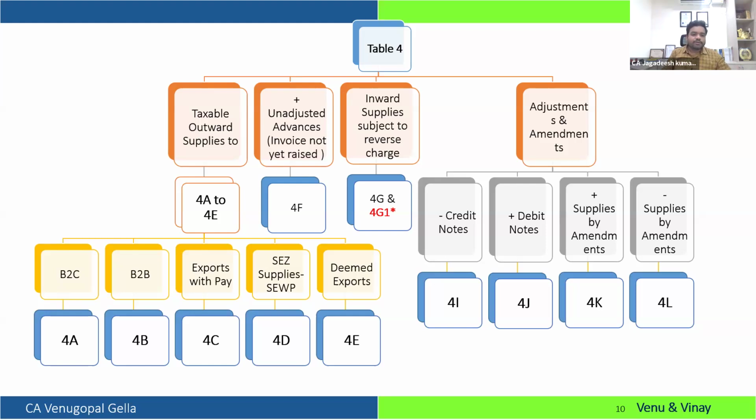Let's say out of 100, you have issued a credit note of 20 rupees for the B2C supply. In that case, you need not report it in table 4I. You directly put the 80 rupees figure in the B2C, that is in table 4A. Only if we have made the changes from 4B to 4E, only for those supplies you need to report in 4I to 4L, not for the B2C. So this is all about the taxable supply. This is how we'll report the taxable supplies.